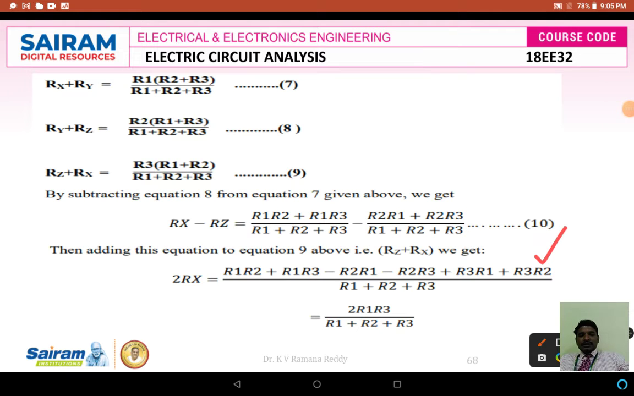And in this equation, here plus R3 R1 and here plus R3 R1, we can write it as 2 R1 R3. Remaining, here R1 R2 plus R1 R2, here minus R1 R2 gets cancelled. Here minus R2 R3 plus R3 R2 gets cancelled. Then the remaining R3 R1, R3 R1 becomes 2 R1 R3. The denominator is the same.